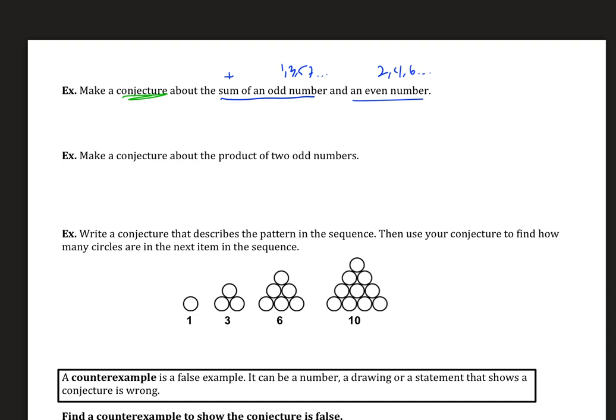All right, so 1 plus 2, well, that equals 3. Let's choose another one. 3 plus 4, well, that's 7. Well, let's do one more. Let's do 9 plus 6, and that equals 15. So based on this pattern, whenever I add or find the sum of an odd and an even number, my answer is always odd.